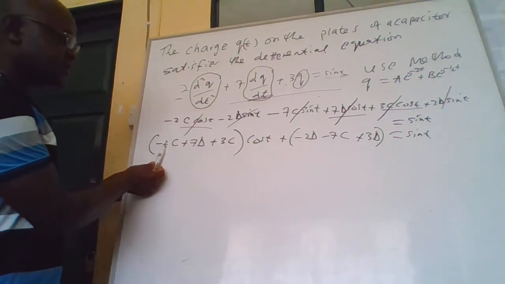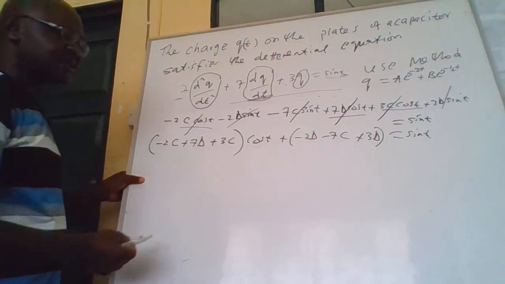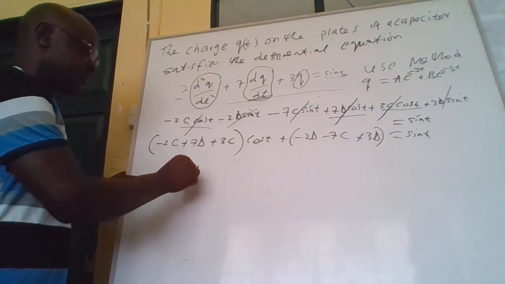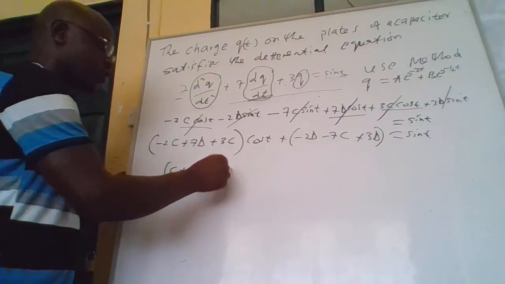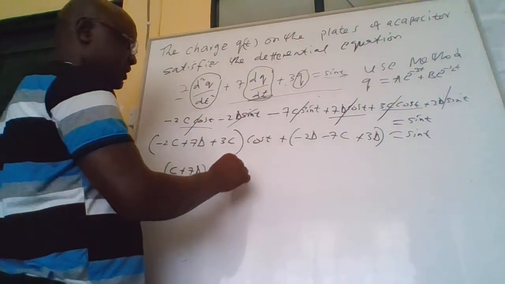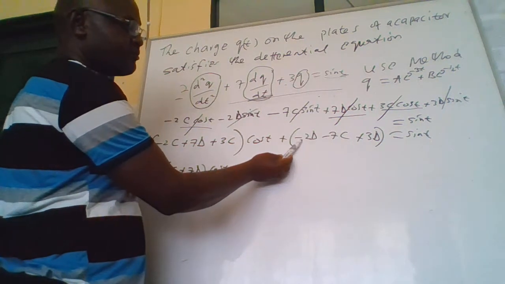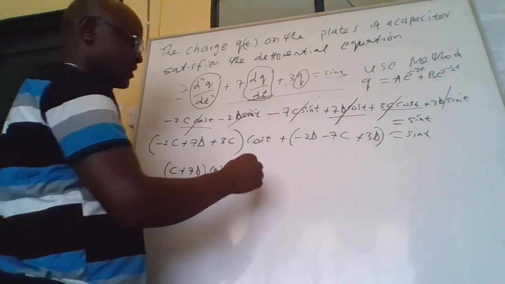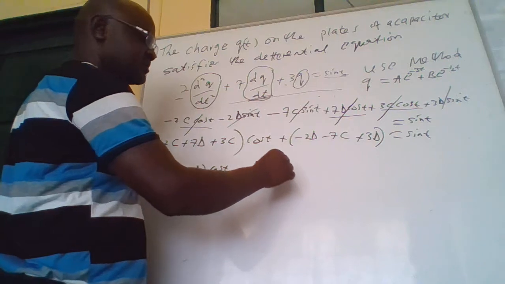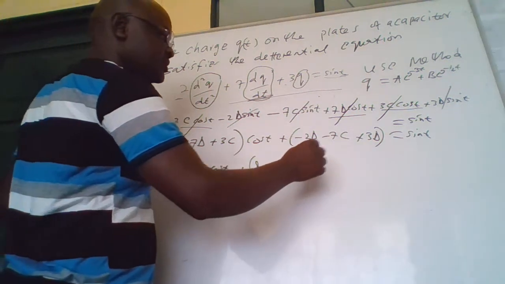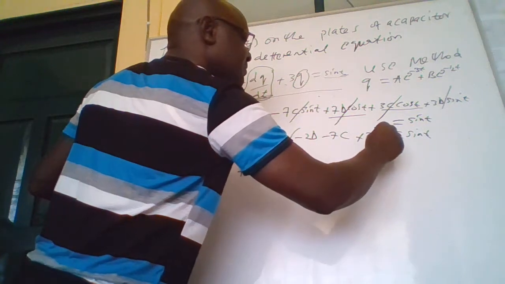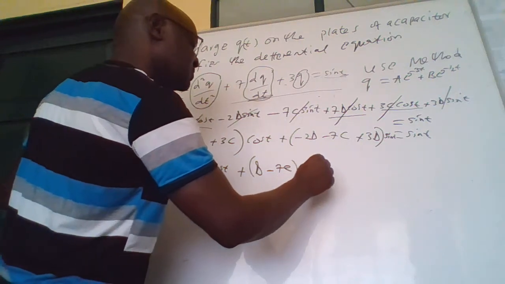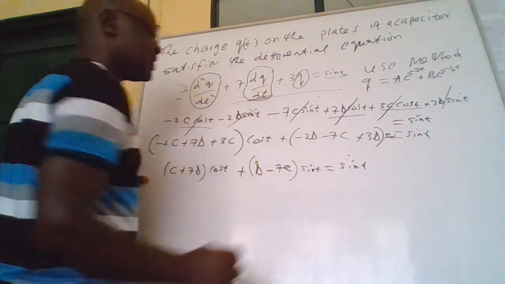Now, minus 2c plus 3c will remain with c. So here we have (c plus 7d) cos t, then plus. Here we have minus 2d plus 3d. We remain with d. So we have (d minus 7c) sin t equals sin t.